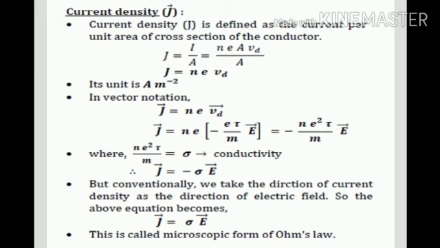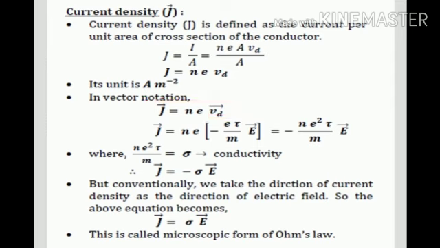Next one is the definition for current density. Current density is defined as the current per unit area of cross section of the conductor, which can be written as J is equal to I by A, where I is replaced as n e A Vd divided by A. After cancelling A, you will get J is equal to n e Vd. The unit for current density is ampere meter power minus 2.